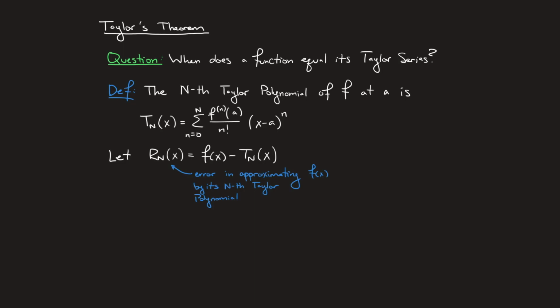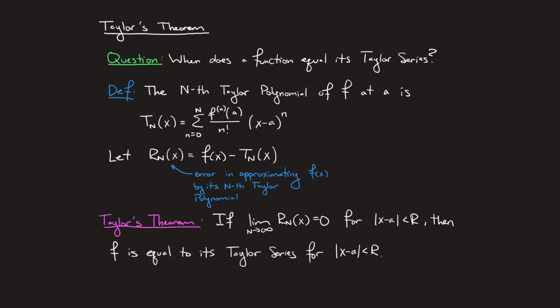We can now state the main idea of this video, which is Taylor's theorem. Taylor's theorem says that if the limit of Rn goes to 0 as n goes to infinity on some interval, then f of x is actually equal to its Taylor series on this interval. The underlying idea here is not too complicated. If the error in approximating the function by its nth Taylor polynomial goes to 0 as we take bigger and bigger n, then the limit of the Taylor polynomials, which is the entire Taylor series, approximates the function perfectly.